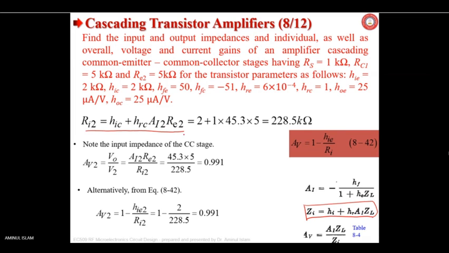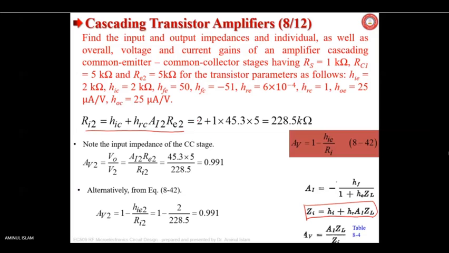In this case it is RE2. RE2 is connected at which terminal? Tell somebody. Aman, where is this RE2 connected in the second stage transistor? It is the emitter terminal. It is connected to the emitter terminal, and that is what happens in the case of a common collector amplifier.